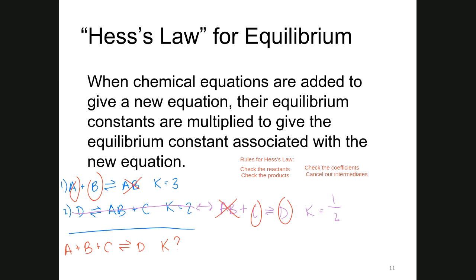So then our last step to find K of our overall equation is we take K of the first equation times K of the second equation to get K of our overall. So K1 is 3 times K2 is 1/2. So K of our overall is 1.5. So what you would be given in a question are the two blue equations and the red equation. And you would be asked to solve for K of the red equation the same way that we just did now.